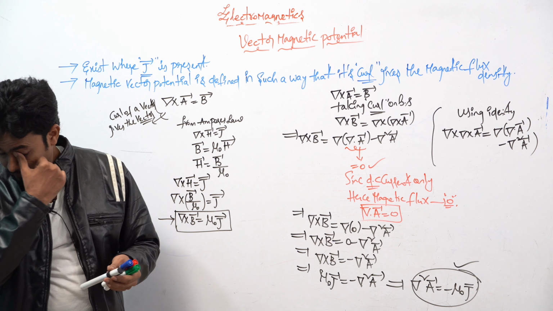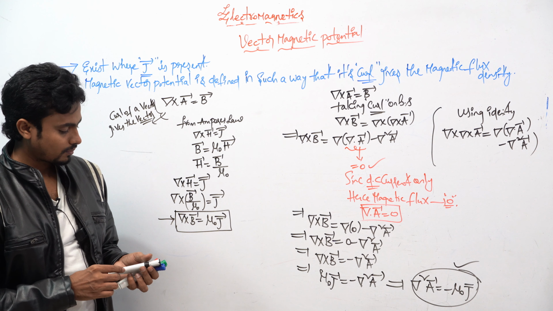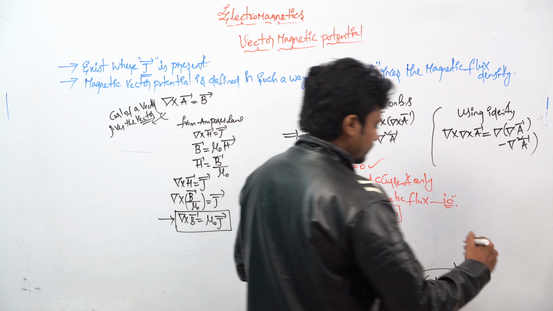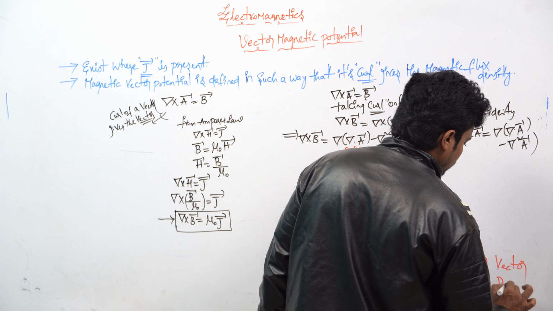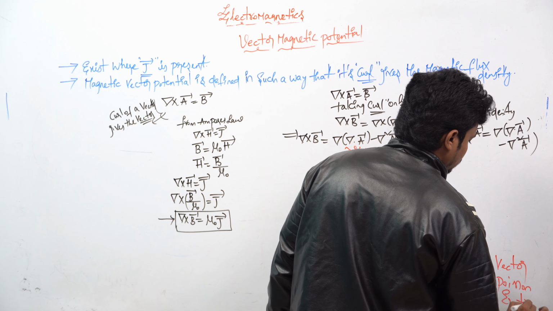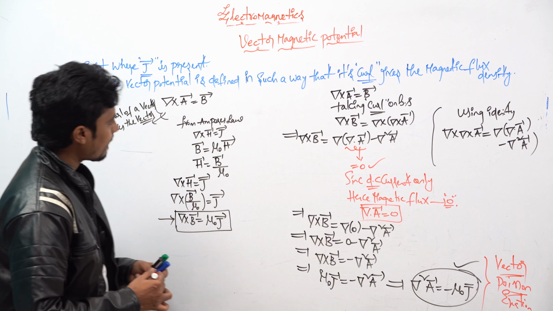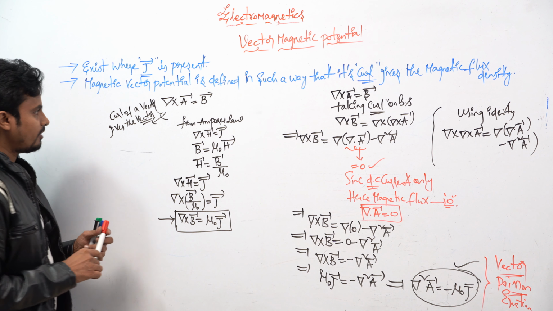Okay, this is said to be the vector Poisson equation. Vector Poisson equation.